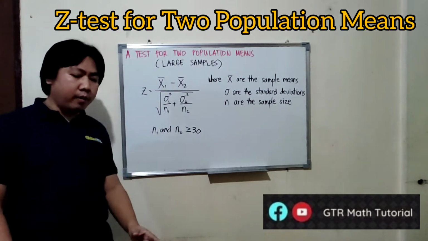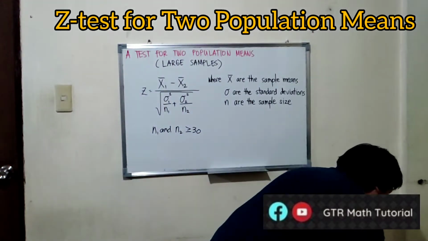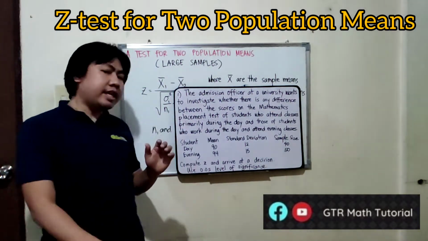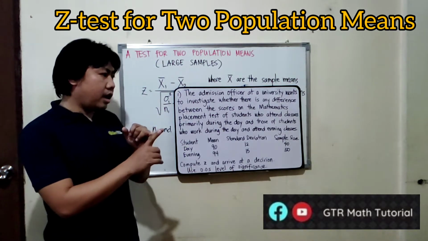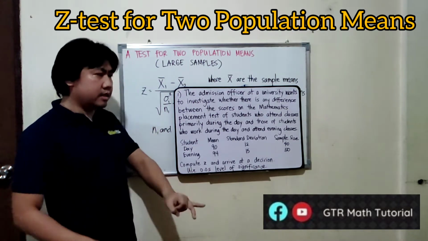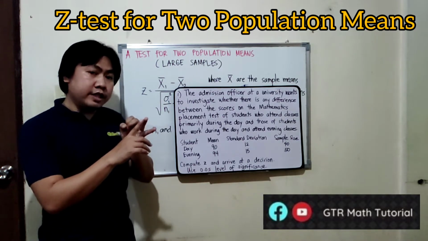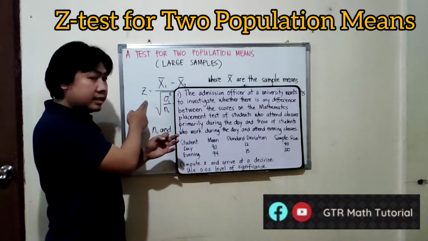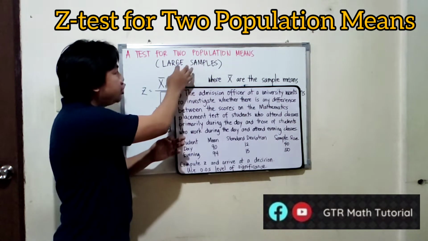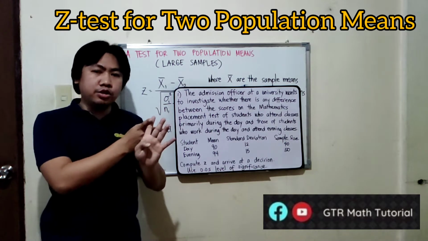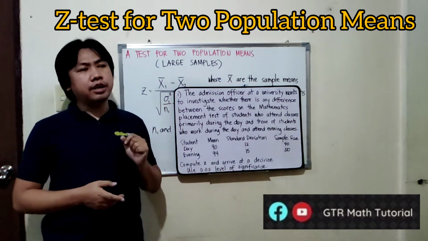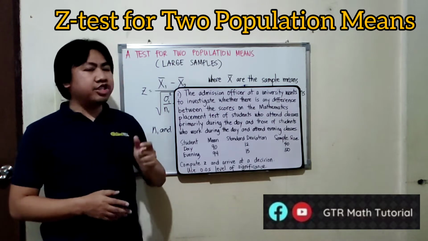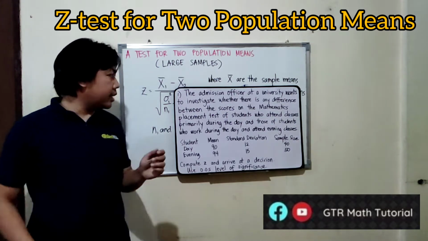Okay, so example number 1. Here's our problem. Again, we will use the 5 steps in testing hypothesis. First is state the null and alternative hypothesis. Second step is the level of significance. Third step is the test statistic. In this video, we will use the z-test since this is a test for two population means for large samples. Then fourth step is the decision rule. And fifth step, make a decision. So it's either to accept or do not reject the null hypothesis. Of course, if we reject the null hypothesis, we will accept the alternative hypothesis.